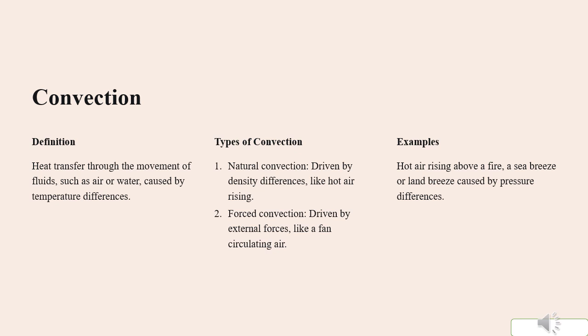Examples of convection include boiling water, hot air rising above a fire, a sea breeze or land breeze caused by pressure differences. Convection is critical in natural systems and engineering, influencing everything from weather systems to the design of efficient cooling systems and heat exchangers.